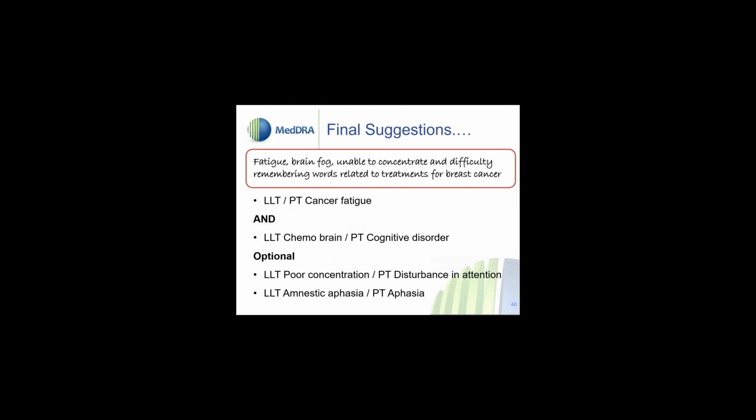We took the unable to concentrate and difficulty remembering words related to treatments for breast cancer as a guidance, so that the fatigue, the brain fog, unable to concentrate, and the difficulty remembering words were related to the treatments for breast cancer. It could be, of course, morphine, but we took the brain fog and the unable to concentrate and difficulty remembering words and looked at the definition for this chemo brain and thought that this would be a good match together with cancer fatigue or chemotherapy fatigue.